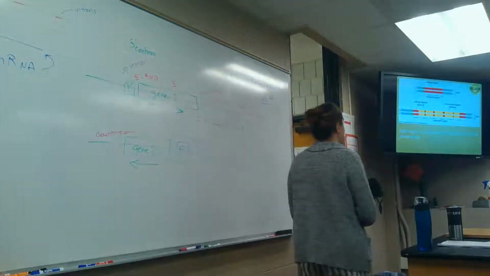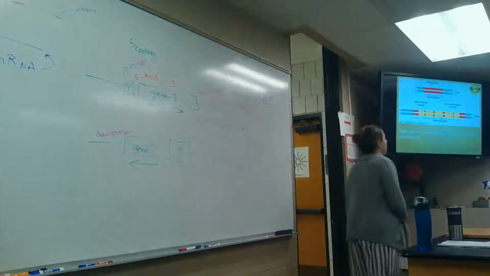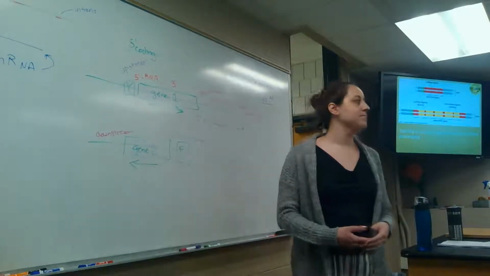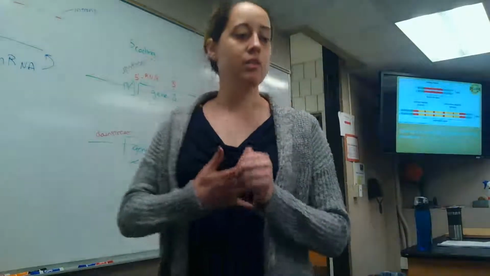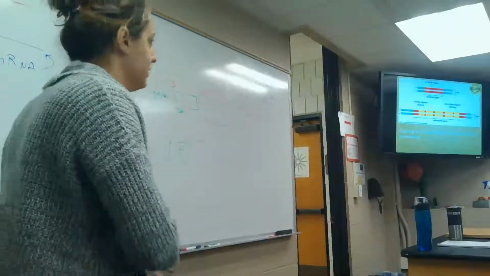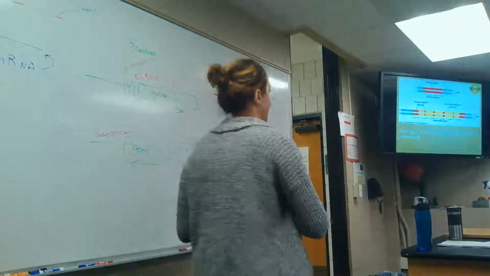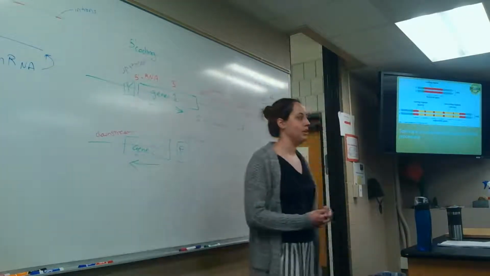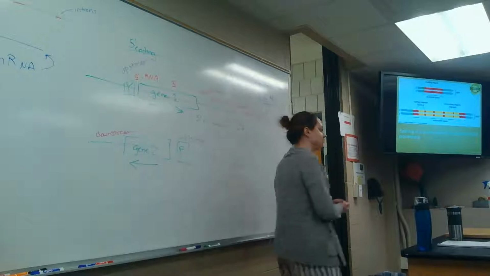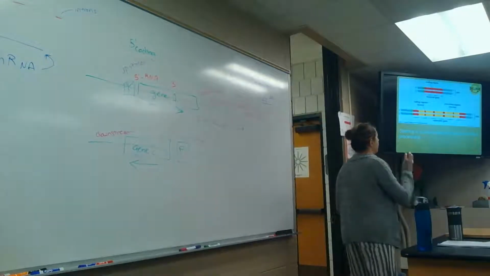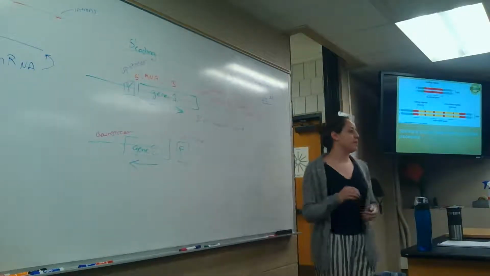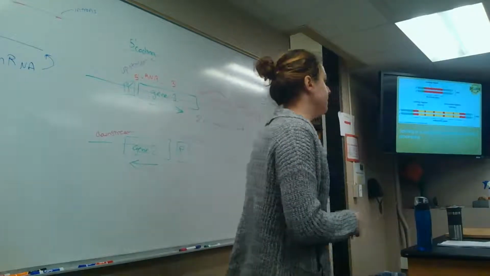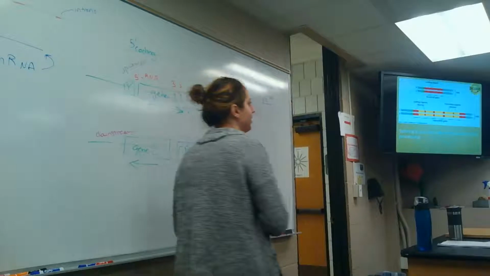eukaryotic genes tend to have a lot of regions that don't contribute to a protein. Eukaryotic genes have kind of a mix and match situation where you don't need to use all of that sequence to make a particular form of a protein.